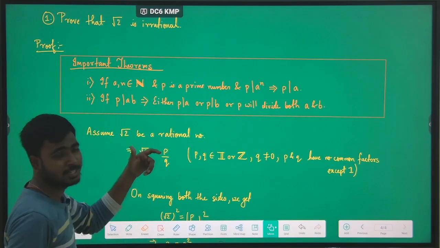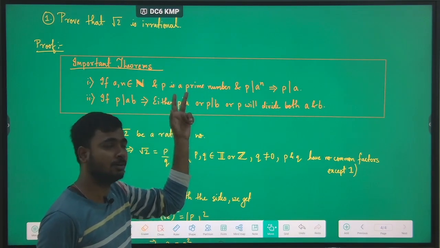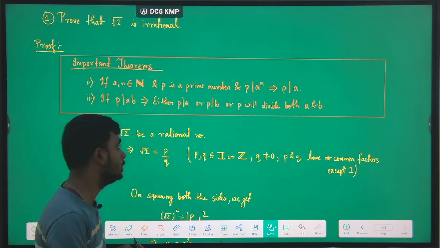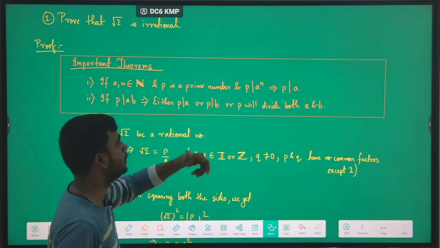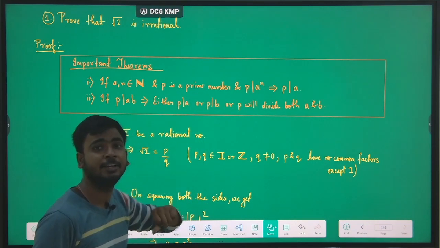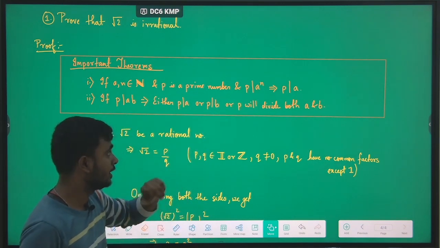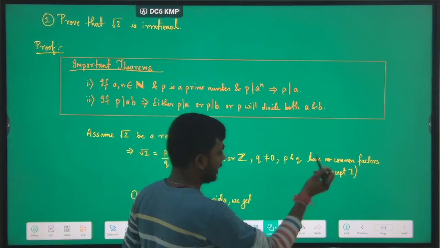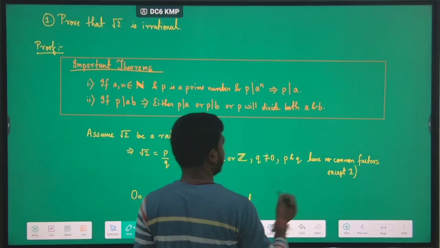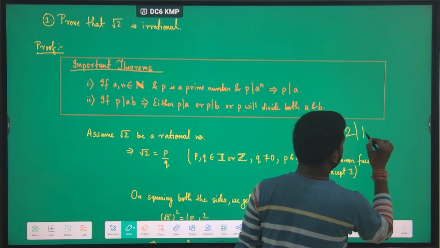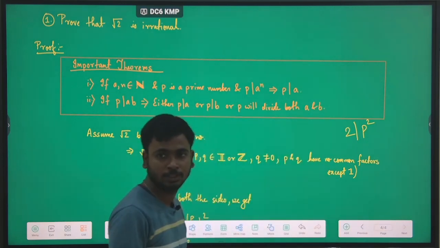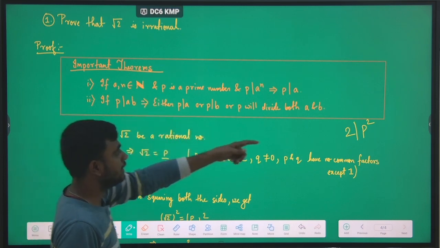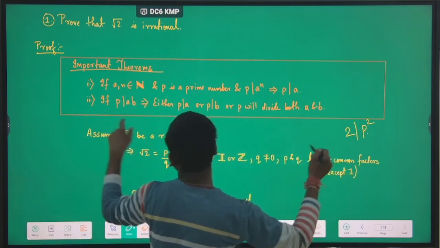To prove this, we will require two important theorems. The first one is: if a and n belong to the set of natural numbers and p is a prime number which divides a to the power n, then p will divide a. Right now, you understand this part only. Let us suppose that 2 is a prime number and it divides p to the power 2. What is p? This is a.